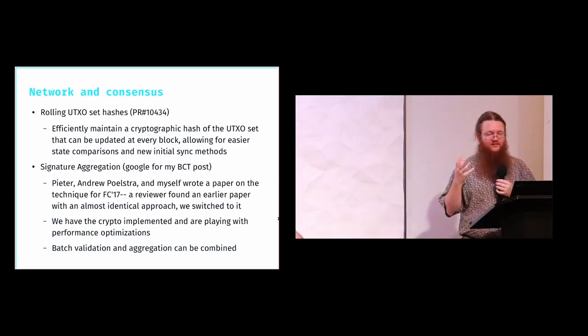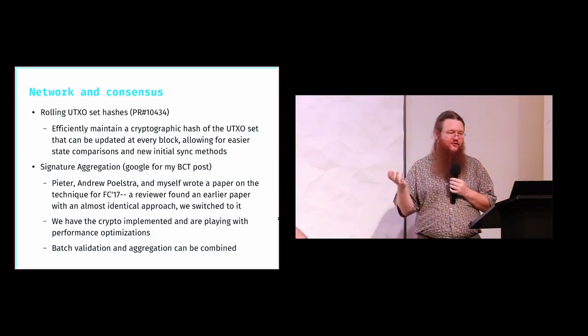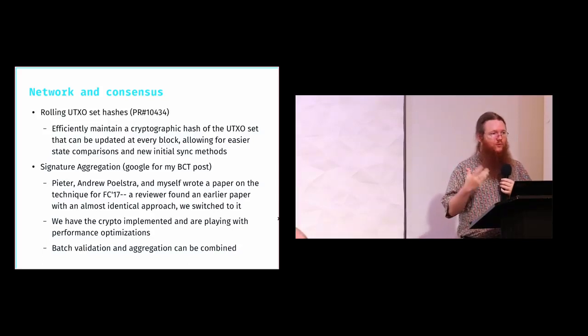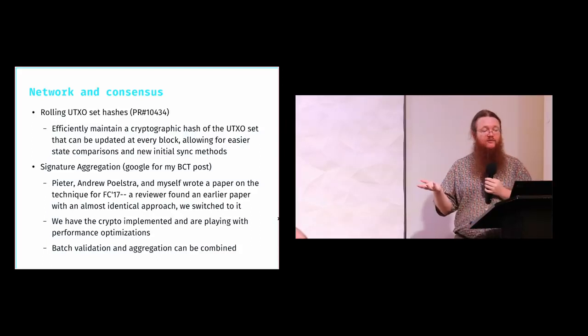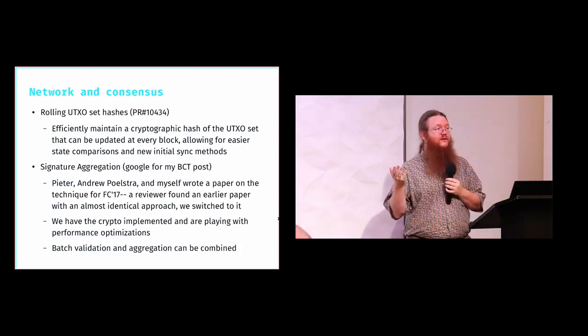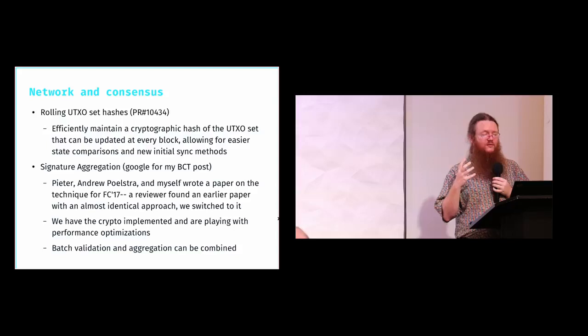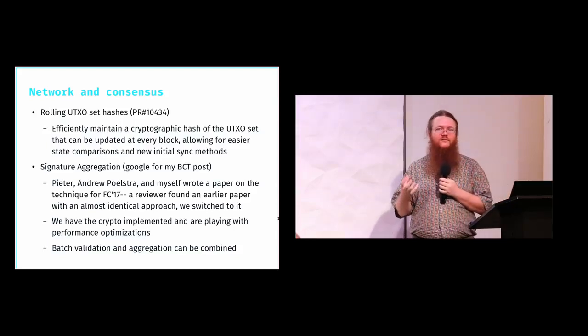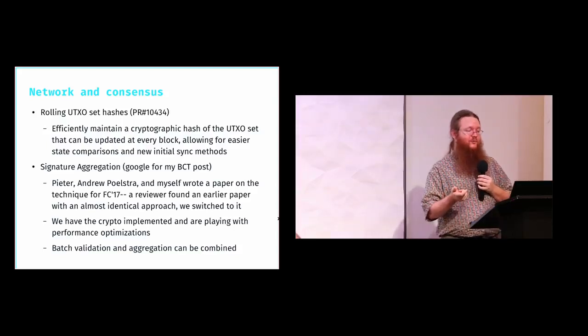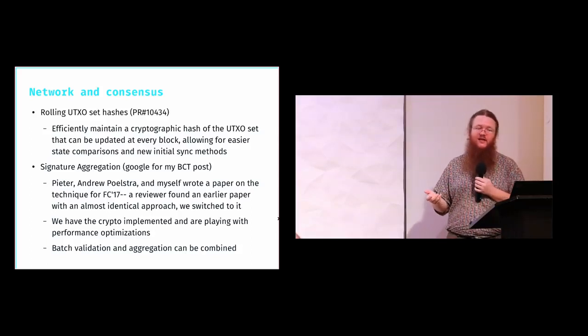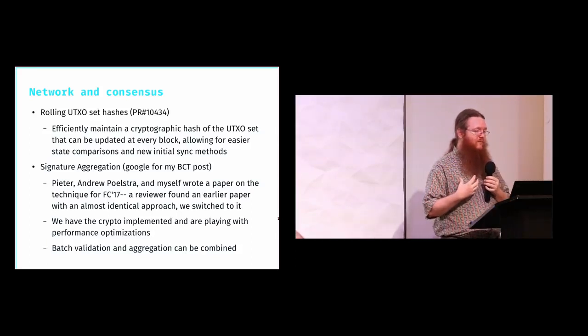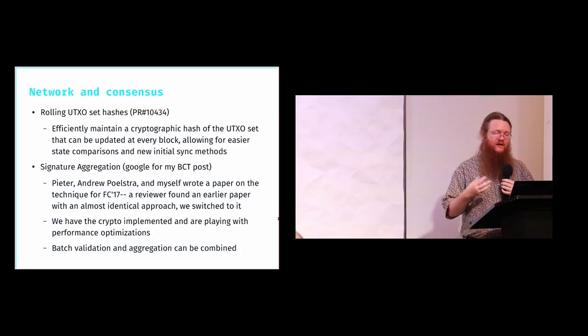So Peter, Andrew Poelstra, and myself sent a paper to Financial Crypto '17 about what we proposed implementing here. There were some tricky math problems that had to be solved. And one of the reviewers of our paper found an earlier paper that we completely missed that implemented something almost identical to what we had done and had even better security proofs than we had. So we've switched to that approach. We have an implementation of the back end, and we're basically playing around now with performance optimizations because they have some implications for exactly what we make the interface look like to Bitcoin.